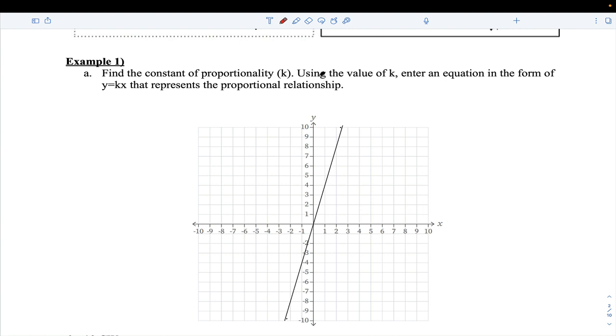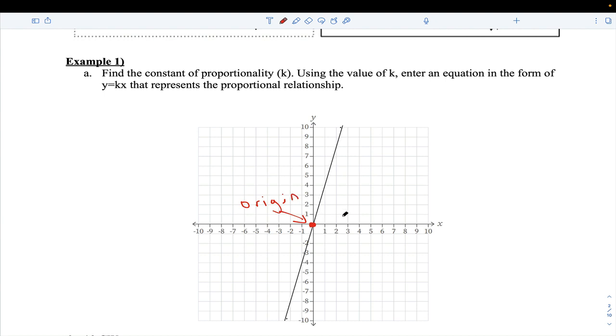Keep going, using the value of k, enter an equation in the form of y equals kx that represents the proportional relationship. Okay, start at 0, 0 for this graph. Make a point here. This point is called the what? This is called the origin, and because it passes the origin, I say this thing is proportional.